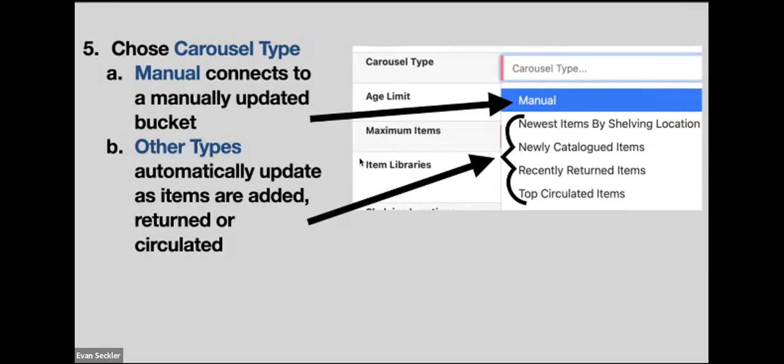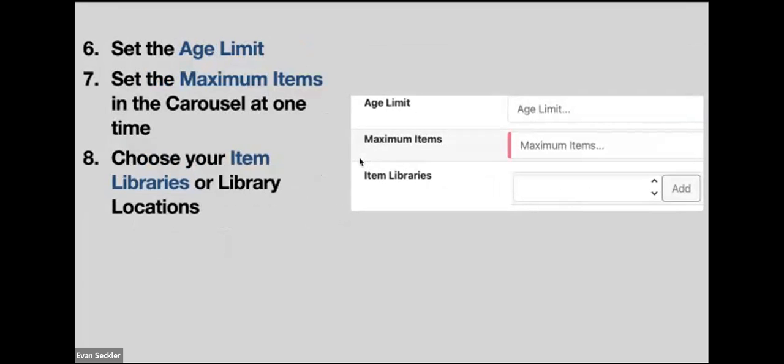So let me see here. You also want to set the age limit, how old the items are. If this is left blank, it's just any age. You'll need to set the maximum amount of items on the carousel. You can set this as great as you want. For being on a website, though, you may want to limit it to just a couple scroll throughs, 10, 15, 20, something like that, because if it gets too big, it may take a patron a while to browse through them. You'll want to choose your item libraries or your library location.